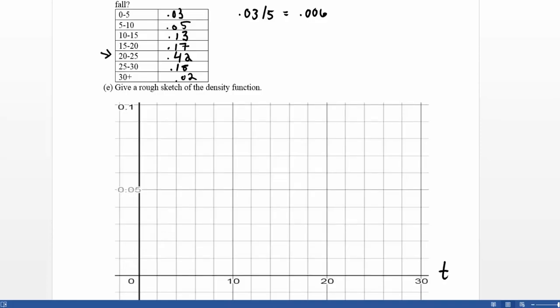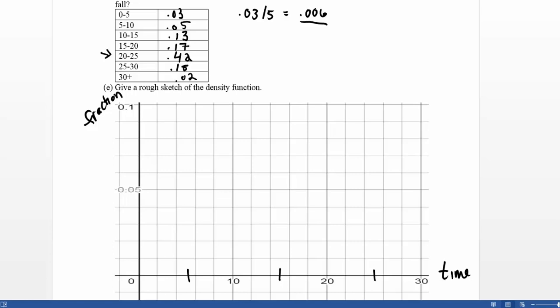So on my graph, I have my time intervals on the horizontal axis and the fraction of maintenance checks done on the vertical axis. I know my time is going to be in 5-minute chunks. So I'm going to break this up into 5-minute intervals. So the first 5 minutes, 3% of maintenance checks get done within 5 minutes. So the height of this block is 0.006.